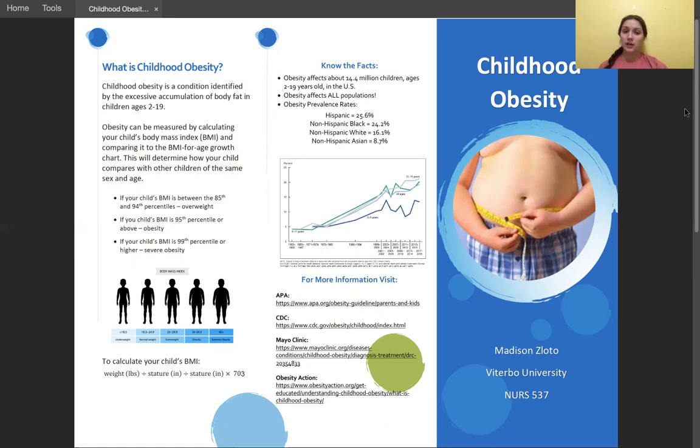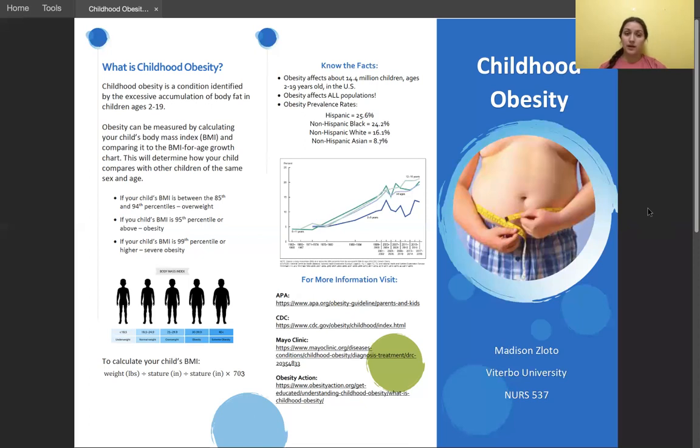So, as a parent, if your child's BMI falls between the 85th and 94th percentiles, your child is considered overweight. If your child's BMI falls between the 95th percentile and above, your child is considered obese. And if your child's BMI is in the 99th percentile or higher, your child is considered severely obese. The image below shows what a BMI looks like and the body size comparison to that BMI.